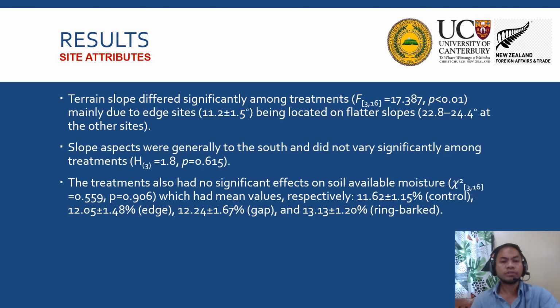For the results, here you can find the results for the site attributes, the terrain slope, the slope aspects, and the soil available moisture. We found from this analysis that these site attributes were similar among treatments.